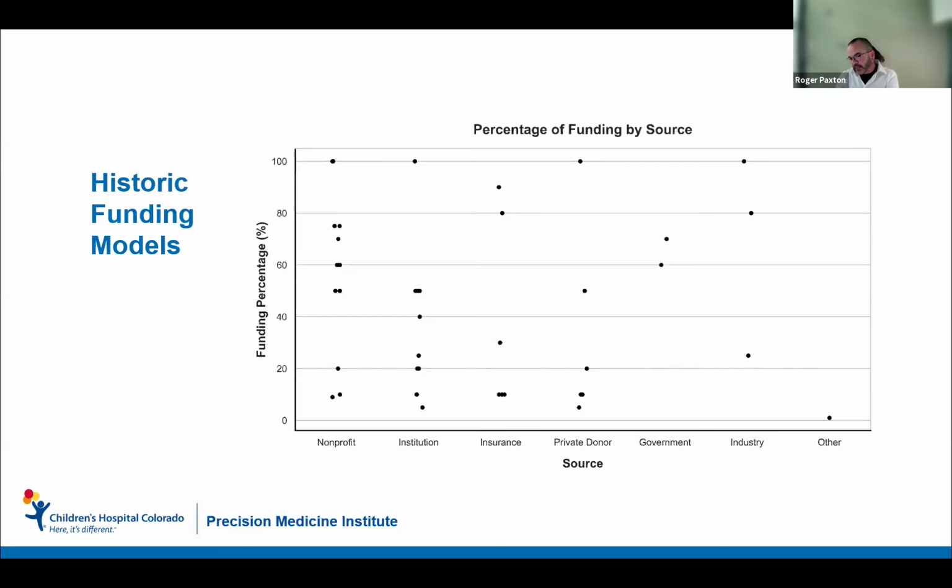We can see these broken down in a slightly different way here. On our x-axis, we have, again, our funding sources. And on our y-axis, we see funding percentage. Each of these dots represents a single investigation and where it fell in terms of funding proportion. And what we can see here, again, in broad strokes, is an extreme degree of variability, this looking much like essentially a shotgun approach to funding. But we can see, again, that the majority of studies did use nonprofit and institutional funding.